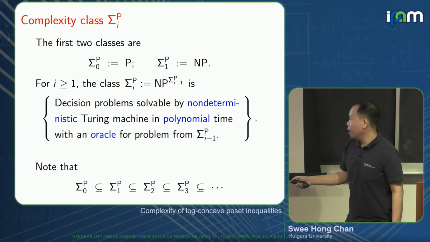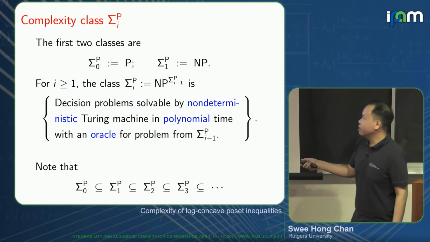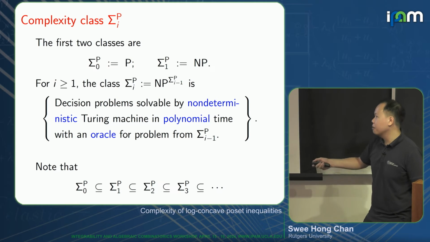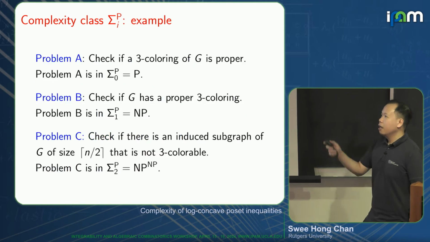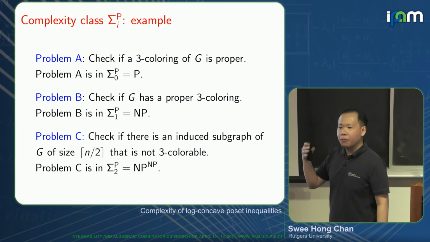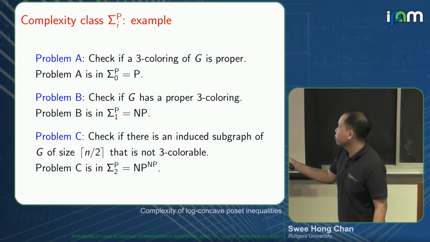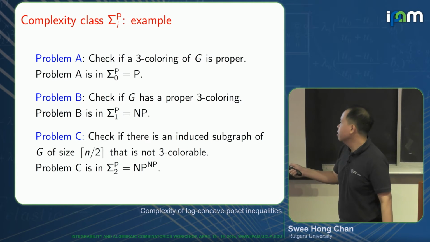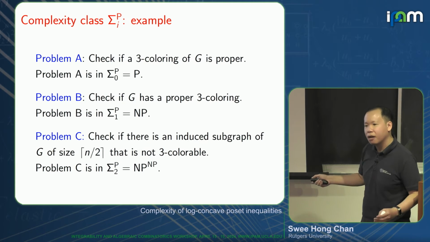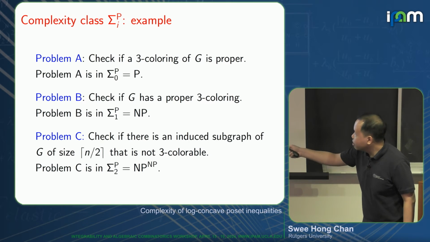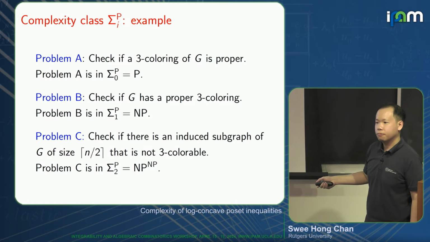It is not hard to see that this actually forms a hierarchy, that sigma 0 is part of sigma 1, part of sigma 2, part of sigma 3. And the three examples that we saw before, checking for tree coloring, checking for probableness, checking for induced subgraph, these problems are from sigma 0, sigma 1, and sigma 2.